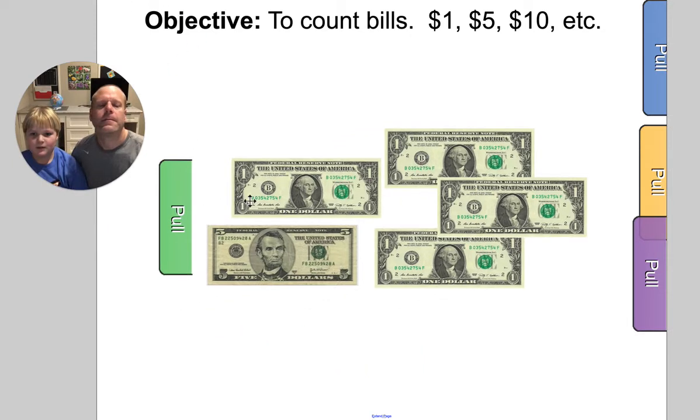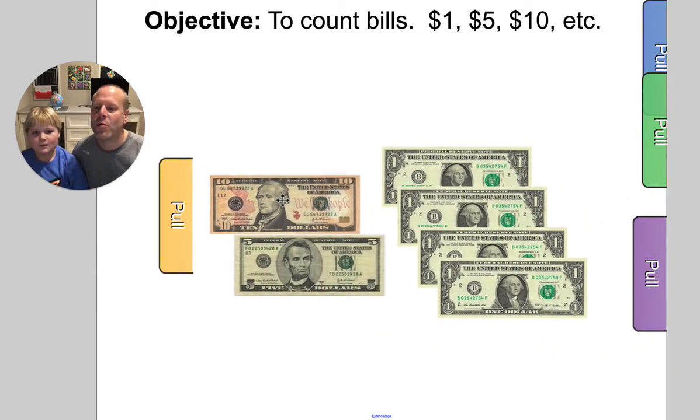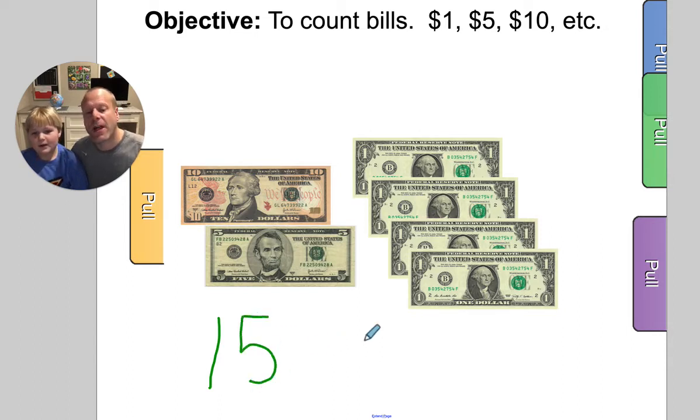Excellent. All right, let's pull out 2 more practice problems, and then we will give them some to do on their own. Ooh, okay, what are we looking at? We got a $10 bill, so I'll put that in the tens place. And we have a $5 bill. So maybe write that down right there. And then there's some more, though.